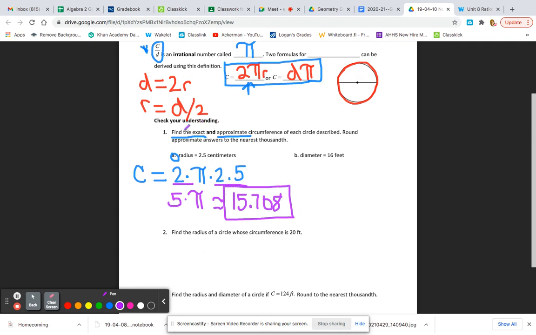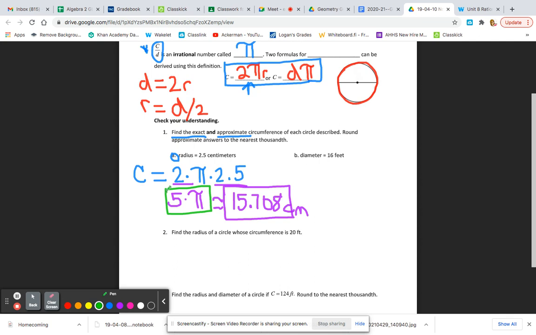So remember up here we talked about finding the exact and finding the approximate. So we found the approximate 15.708, that is centimeters, okay? And so that's the approximate. The exact we actually have up here, I just didn't tell you we did. It was the part we had before we multiplied by pi. And so you're actually leaving the pi symbol in the answer.